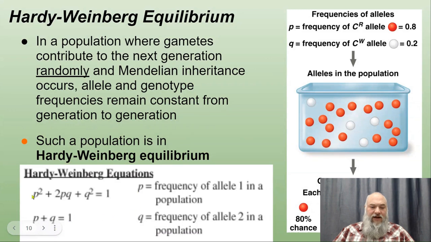P, here and here, is the frequency of allele 1 in a population. So in the one we were looking at before, it was big R. And Q is the frequency of allele 2 in the population. So what we were looking at, that would have been the W allele. Now let's start working through this a little bit.